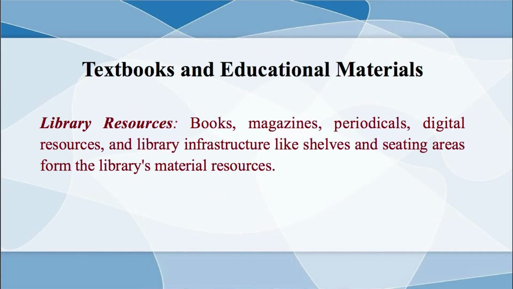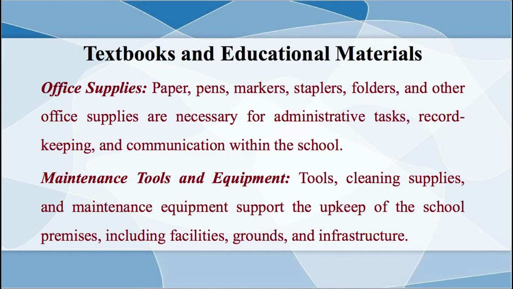Then is the library resource that we have already discussed, which includes the books, magazines, newspapers, digital resources, library infrastructure. All these components come under library resources. Then is the office supplies, which includes paper, pens, markers, staplers, folders and other office supplies that are necessary for administrative tasks, record keeping and communication within the school. Again, the maintenance tools and equipment are also very important, which include the tools that are used for cleaning, the cleaning supplies and other maintenance equipment.